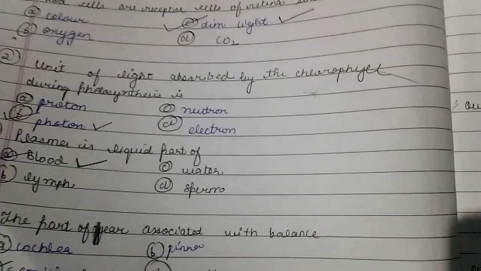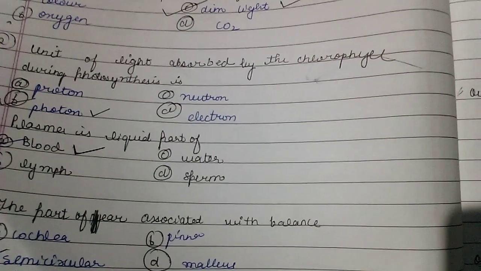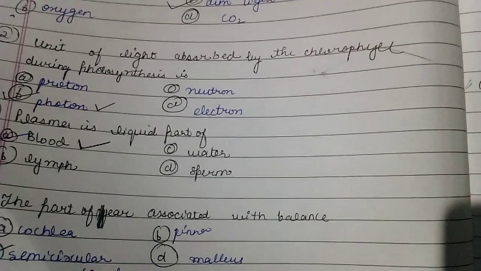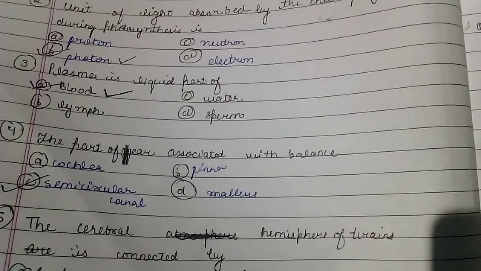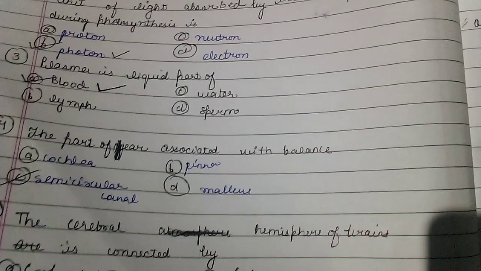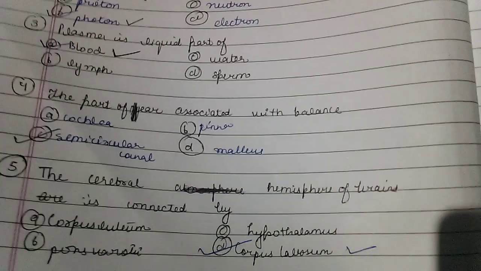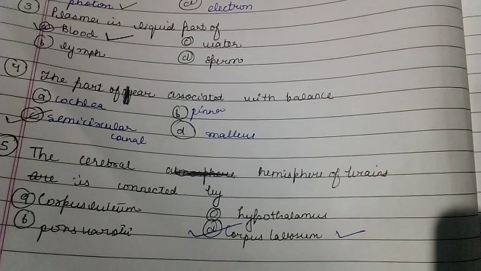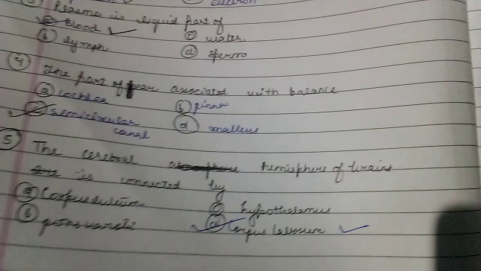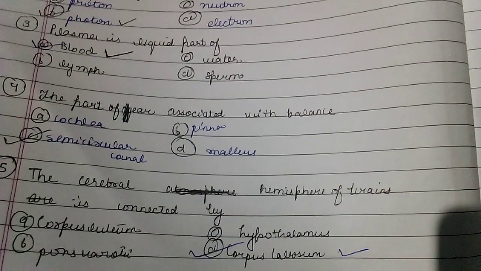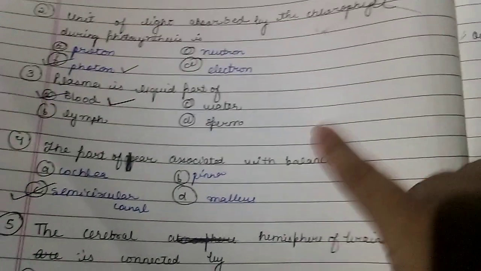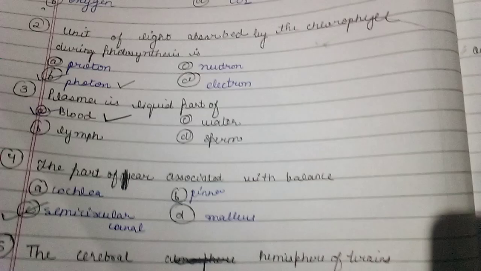Second one, the unit of light absorbed by the chlorophyll during photosynthesis is proton, neutron, photon, electron. The answer is photon. Third, plasma is the liquid part of blood, water, lymph, sperm. Answer is blood. Fourth, the part of the ear associated with balance: cochlea, pinna, semicircular canal, and malleus. Answer: semicircular canal. Here I don't have much to tell about photon, except that photons are known as the packets of light, and here we will talk about all the parts now.